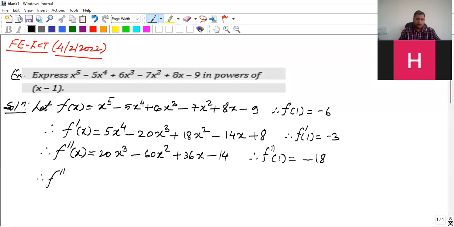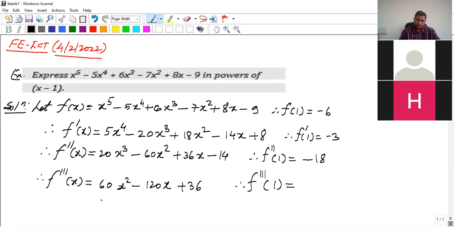So we got here f triple dash at x is equal to 60x square minus 120x plus 36. So we have to calculate this third derivative at x is equal to 1. What is going to be the third derivative at x is equal to 1? -24. Good, very good. So you are getting it to be -24.